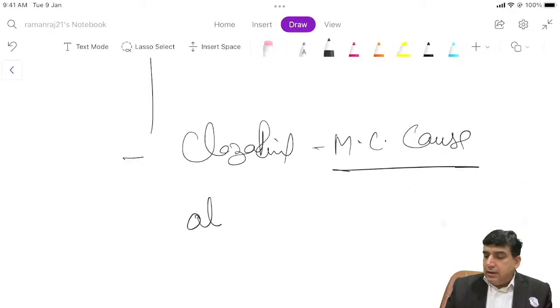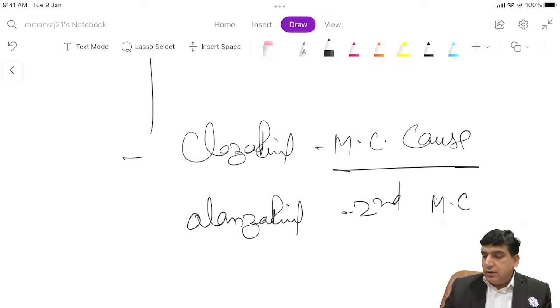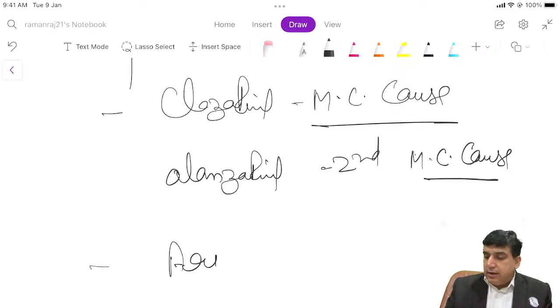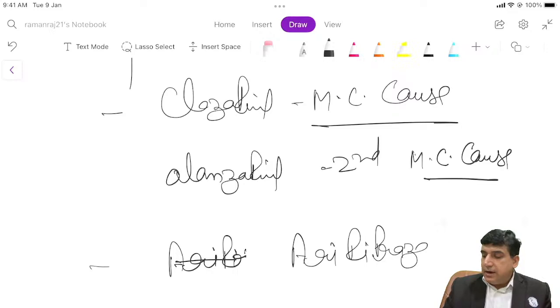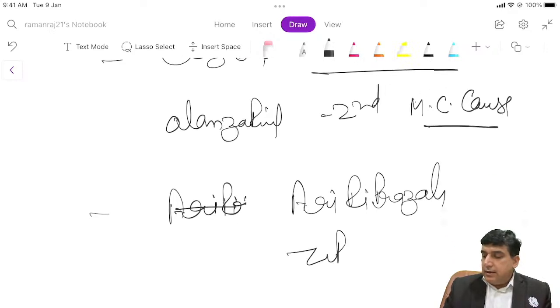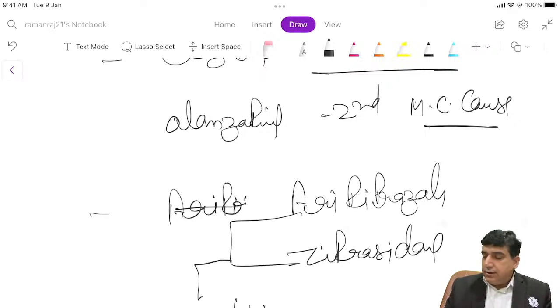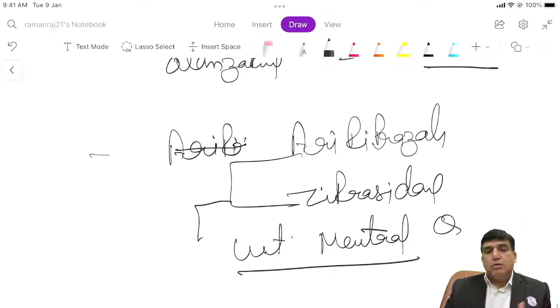Apart from clozapine, olanzapine is the second most common cause. Okay. And which antipsychotics? Aripiprazole and ziprasidone basically don't cause weight gain. You can say they are weight neutral antipsychotics, or they don't cause metabolic syndrome. You can use one of these, whatever the examiner is asking.